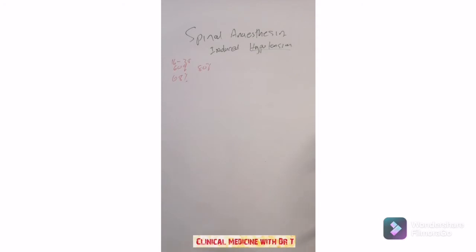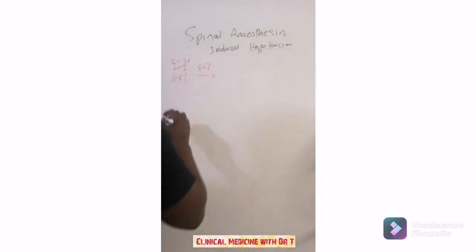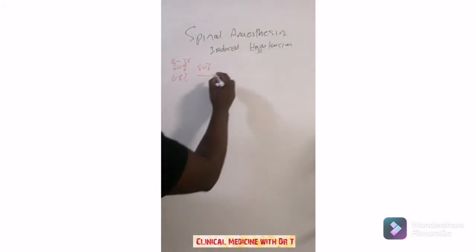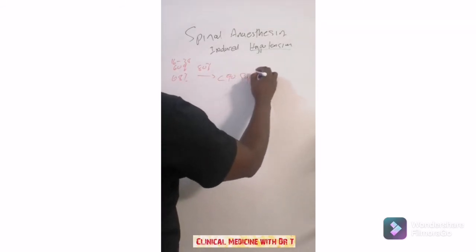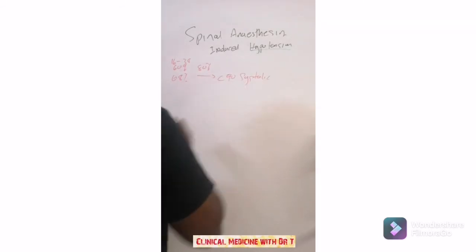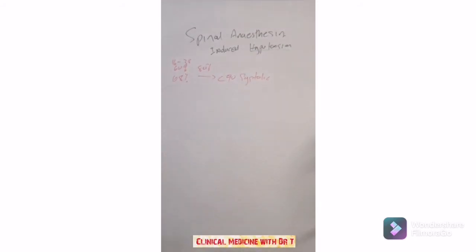So how do we define hypotension? There are different definitions out there. Many people say it's a systolic blood pressure of less than 90. That's why you find that when the blood pressure is below 90, many people start giving vasopressors.